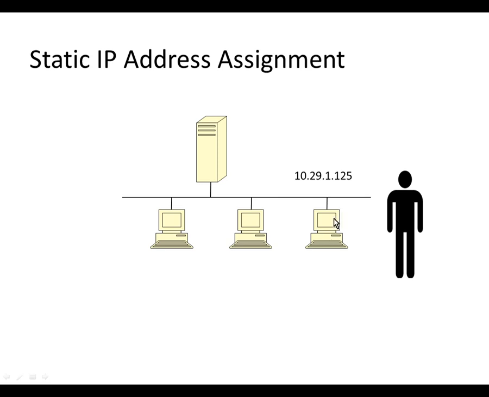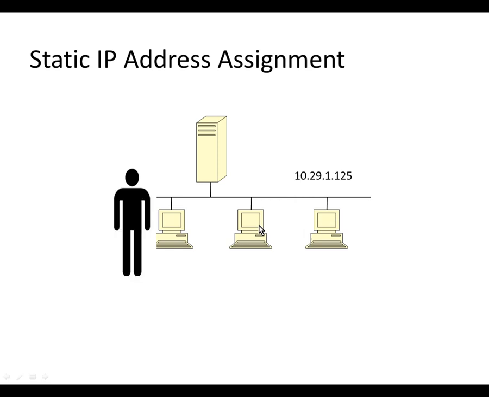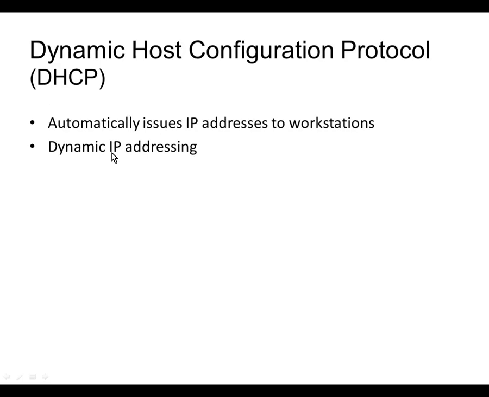So I go to this computer, I give it an IP address. I go to the next computer, I give it an IP address. I go to the next computer, I give it an IP address. We have 5,000 computers at CCBC. So for us to walk around to each individual computer to give it an IP address would be awfully labor intensive, and it would be prone to error, because when you're typing in that many IP addresses, you're going to make a typographical error sooner or later. So the solution is to use DHCP, the Dynamic Host Configuration Protocol.